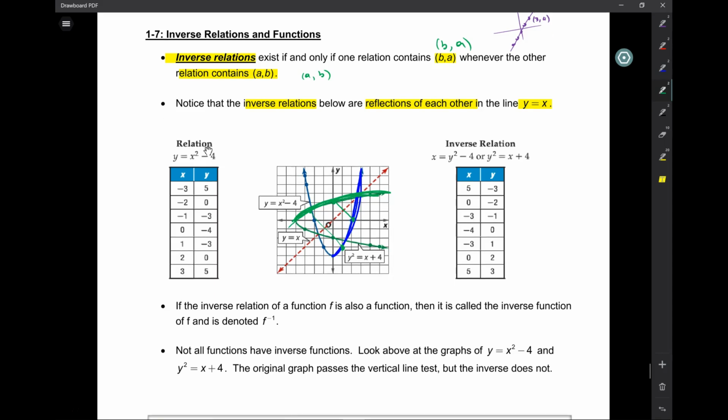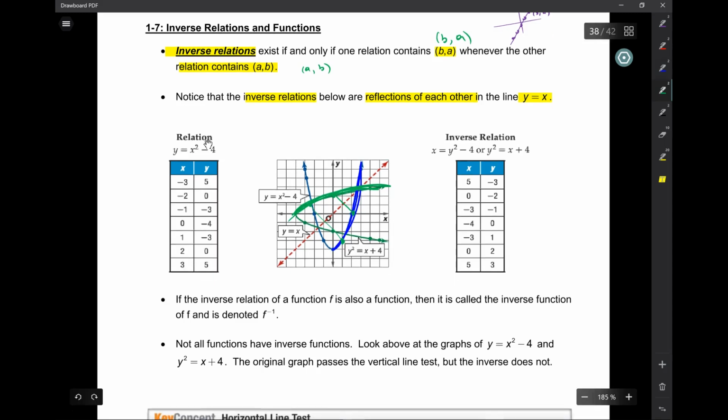Okay? Now, take a look at some of the points. When you have x squared minus 4, this is the blue one, right? Here are the coordinate points for x squared minus 4. So look at this coordinate point, -3, 5. Which one exists here? 5, -3, right? For 0, -4, which one exists here? -4, 0. So how do you map one relation to its inverse? You basically just swap the x and the y.